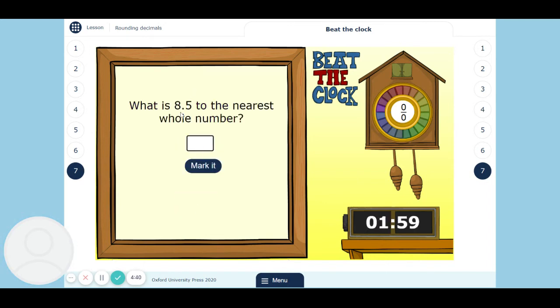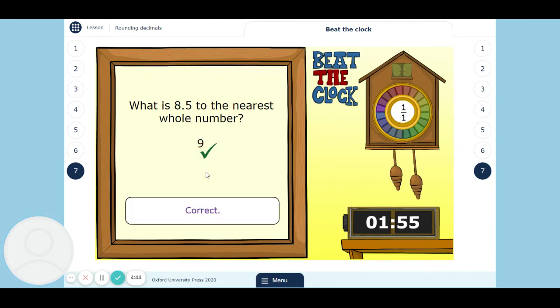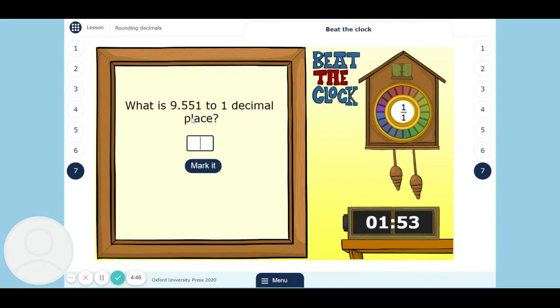So 8.5, the whole number. So you've got to remember when it's exactly in the middle, we're going to round up. 9.55 to one decimal place. So there's a 5 in the hundredths column, which means that bit's exactly in the middle, which means I'm going to round up to 9.6. 8.9 is the nearest whole number. It's between 8 and 9. It's much closer to 9 though.